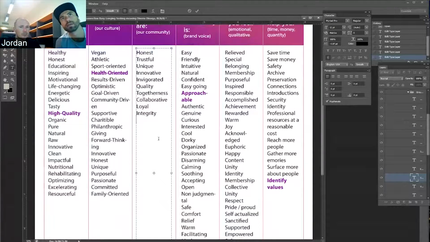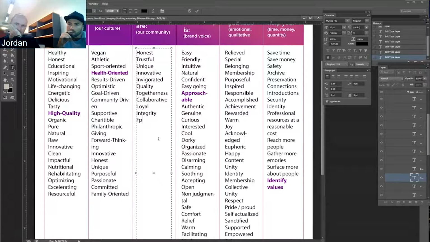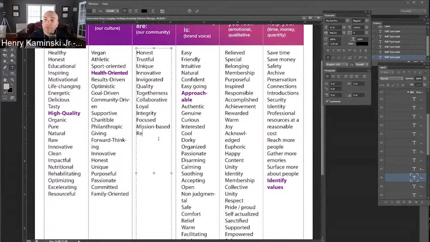How do I say it? We're passionate about the products we create. So, how about focused is the word that I keep. Focused. Yeah, I guess we're focused on our mission, and that is to provide innovative products that optimize human performance. Mission driven, mission based. Yeah, I mean, we could also put results.